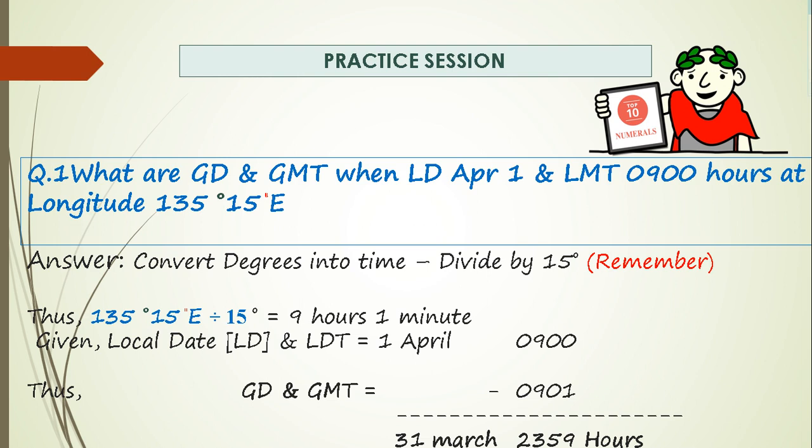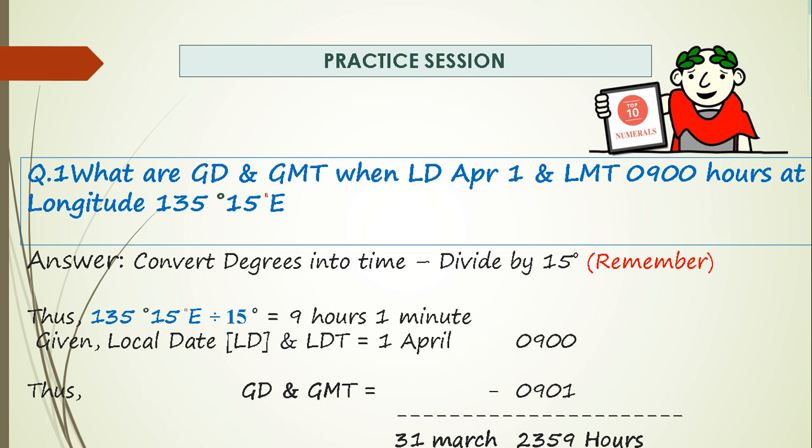What are the Greenwich date and Greenwich mean time when the local date is 1st April and the local mean time is 0900 hours at longitude 135 degrees 15 minutes east? So we have been given degrees. We will convert this longitude into time. So degrees into time, remember we have to divide by 15. So 135 degrees 15 minutes east divided by 15 comes out to be 9 hours 1 minute.